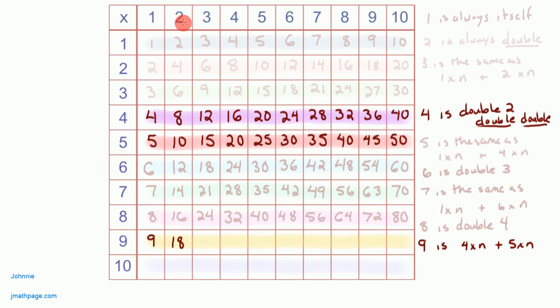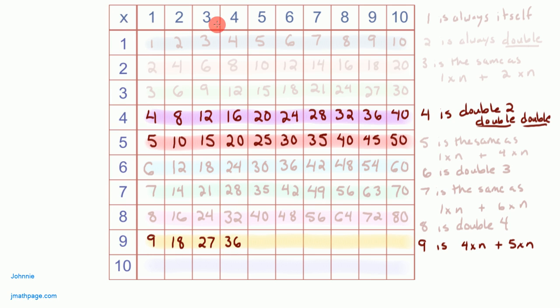9 times 3 is the same as 4 times 3 plus 5 times 3. 12 plus 15 gives us 27. 9 times 4 is the same as 4 times 4 plus 5 times 4. 16 plus 20, 36.